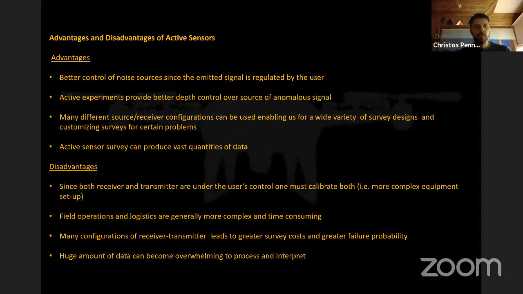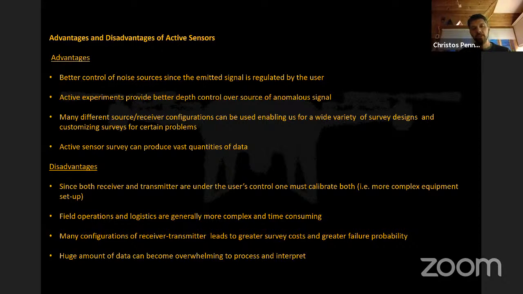Disadvantages. Since both receiver and transmitter are under the user's control, one must calibrate both. So that means that the equipment is more complex and it's not that easy to use. So we need to have good knowledge of what we are doing and how we are calibrating the sensors, both the emitting sensor and the receiving sensor.